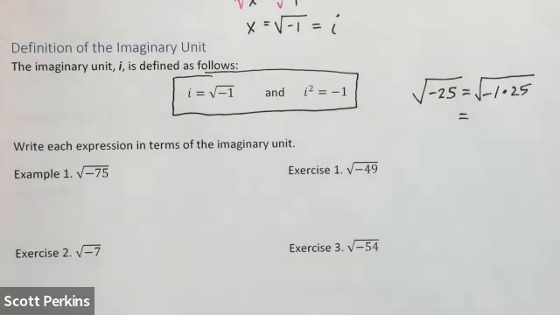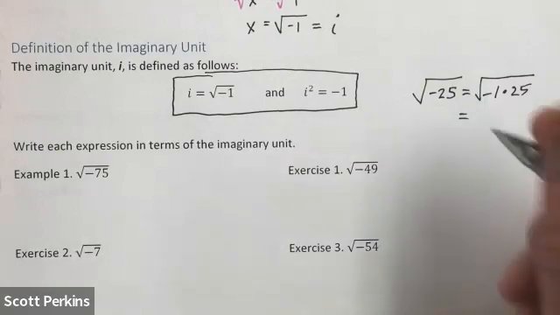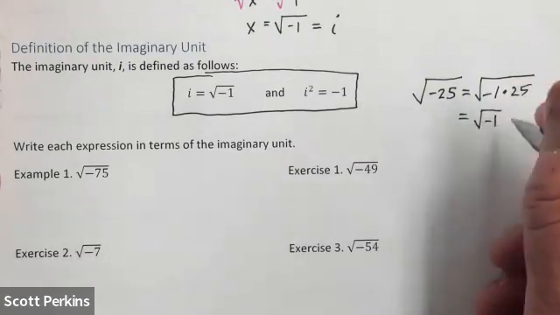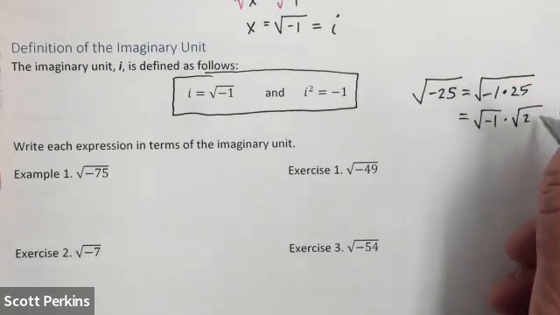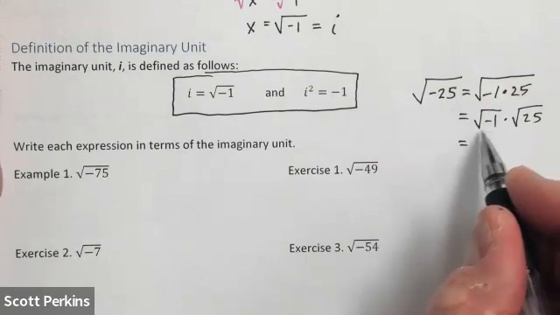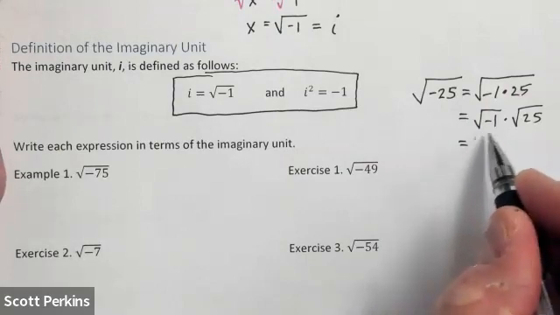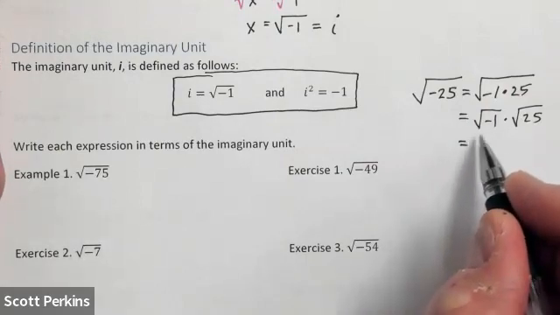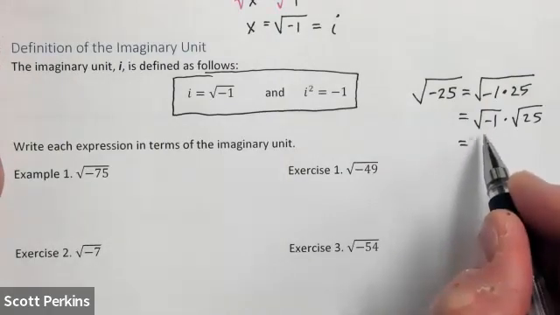The product rule of radicals says that when you have a multiplication under there, you can give each factor its own radical. So I have the square root of -1 times the square root of 25. And so here's what I've got, the square root of -1. You tell me, what is the square root of -1?